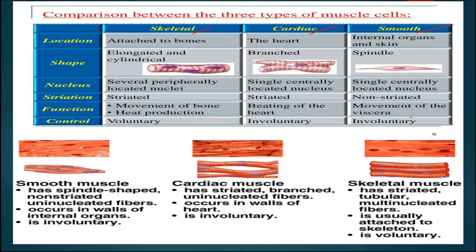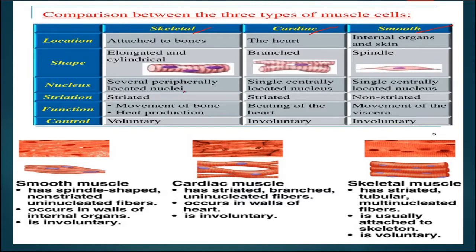It helps in the movement of the visceral organs, internal organs, and it does not work according to our will. That's why it is known as involuntary in nature. Cardiac muscle is also involuntary in nature, whereas skeletal muscle is voluntary in nature. That means they work according to our will. So in this way we can see there are three types of muscle cells.